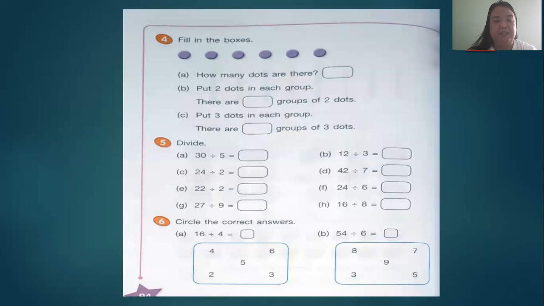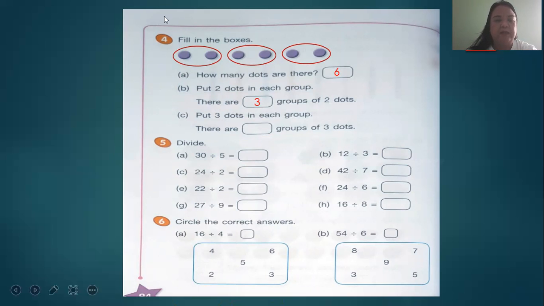Alright, next, page 94. Fill in the boxes. How many dots are there? So let us count. 1, 2, 3, 4, 5, 6. There are 6 dots. Now, put 2 dots in each group. So let us count. 1, 2. One group. 1, 2. Second group. 1, 2. Third group. Okay, so therefore, how many groups you can get? How many dots? Okay, so there are 3 groups of 2 dots.